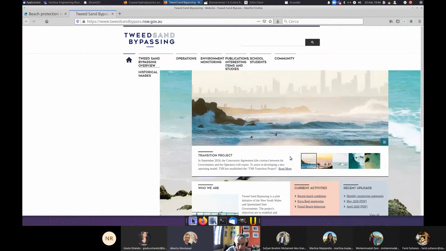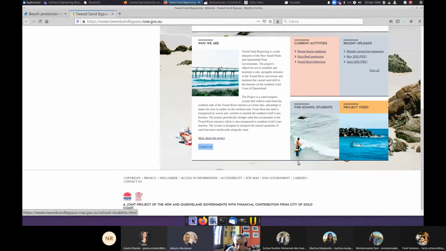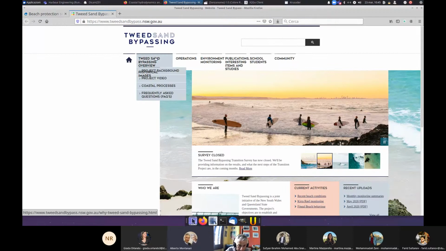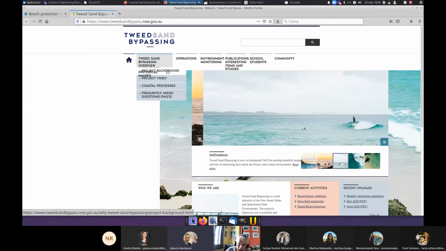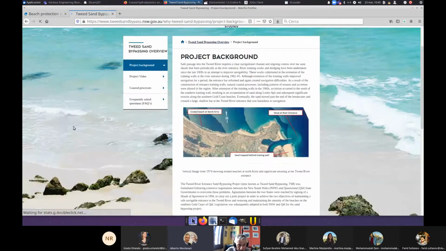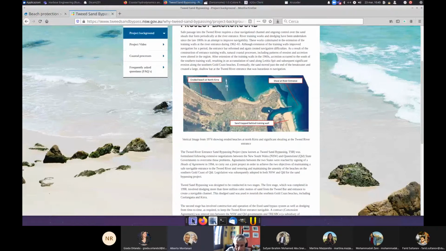I think this is really interesting because it shows a solution that was adopted in order to, let's say, limit the impact of a harbor. So let me see, here there is a project background, and here the harbor is here. See where my mouse is pointing. It's located in a sheltered area, which is up to the estuary of a river.